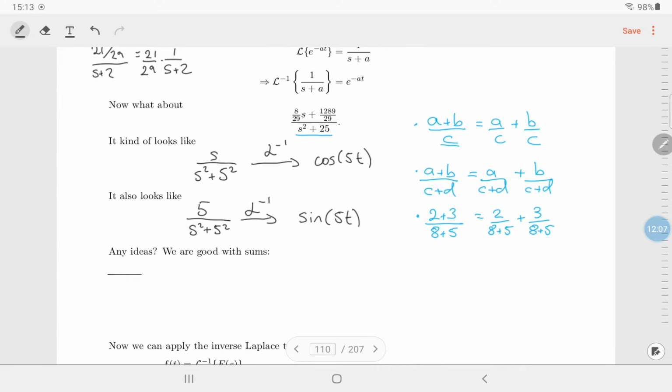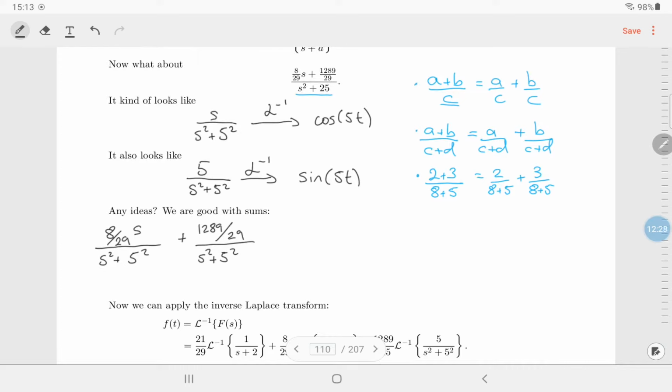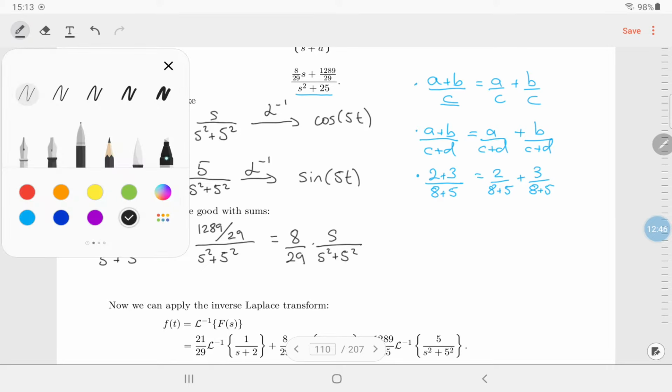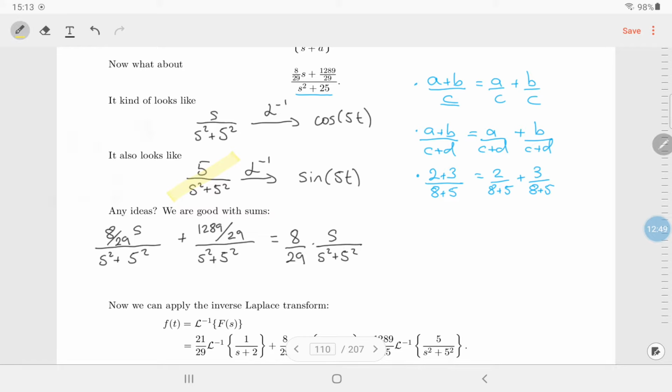And what you get is 8 over 29 times s divided by s squared plus 5 squared, so that's the first bit, plus 1289 over 29 divided by s squared plus 5 squared. Now you're in a bit of trouble. The first term is easy though, because that's just 8 over 29 times s divided by s squared plus 5 squared. The second one's a bit more troublesome, because look at this. This is what we want to get.